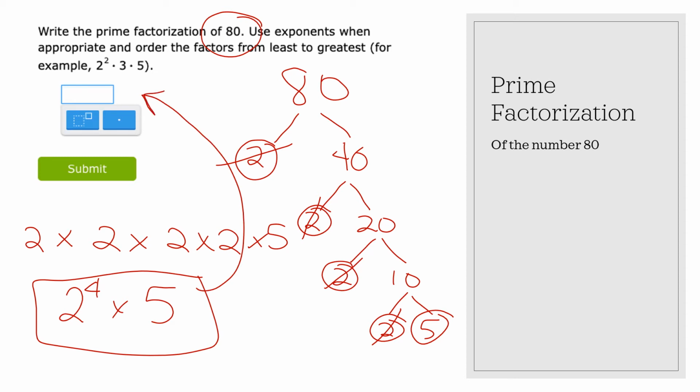Oh, hey, here's what the buttons look like. So to put the 2, I'm going to use a different color, the 2 to the 4th, you would use this button here. And to put the dot in between here, so instead of this X, you would use this button here. And then you would just type in 5. Okay.